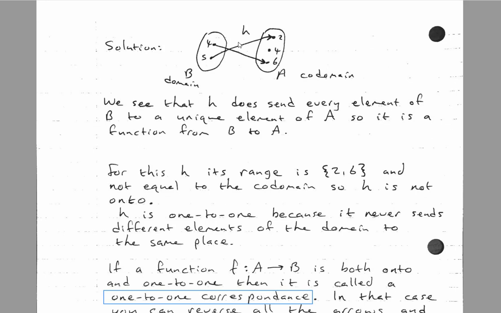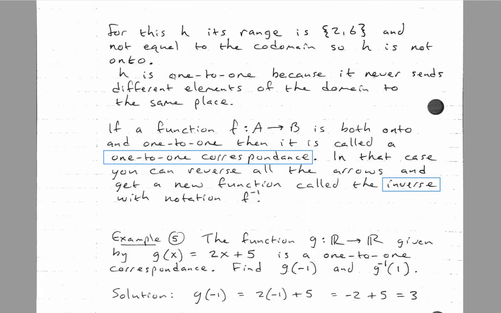All right, so this h, it is a function. It is one-to-one, but it's not onto. But if you do have a function f from A to B that is both onto and one-to-one, then it's called a one-to-one correspondence. I noticed people getting a bit confused by this in the homeworks. To be a one-to-one correspondence, you also have to be onto. Maybe a better name is the other name, bijection.